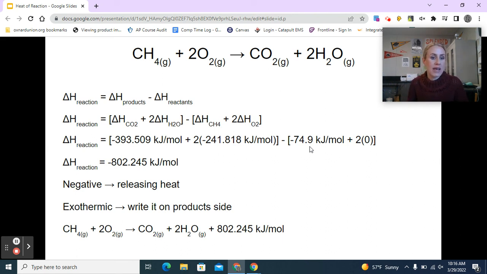So we get methane, CH4, plus two oxygens, O2, reacts to form carbon dioxide plus two water vapor, H2O, plus that energy, 802.245 kilojoules per mole. So when we're finding our heat of reaction, you're going to use this equation and your heats of formation table. In order to do that, remember it's always final minus initial, the delta H of the products minus the delta H of the reactants.